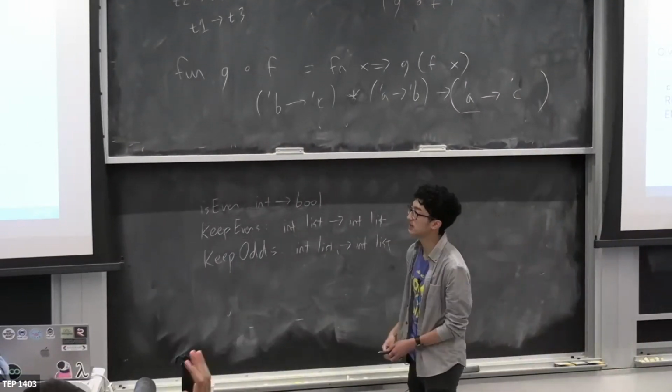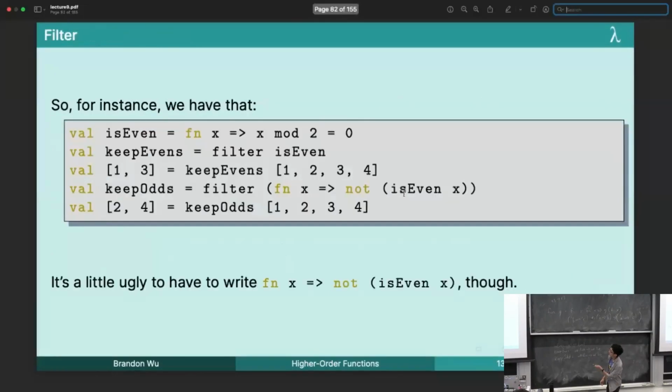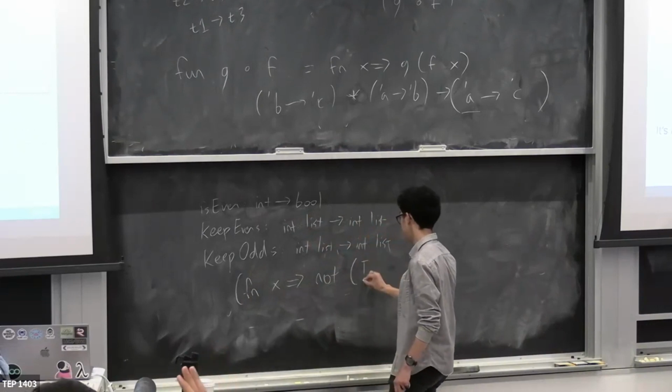Okay, let's revisit our life decisions, which is here when I wrote fn x goes to not is even x. Can someone tell me what I can do here to make this less ugly?